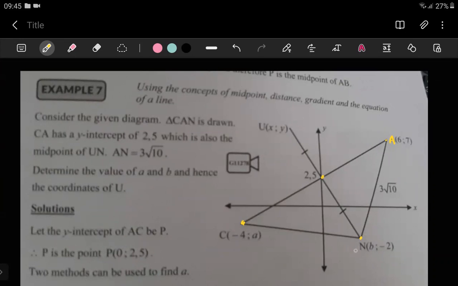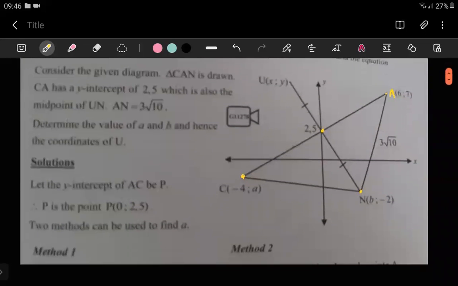Okay, so UN has a midpoint. U is not given at all, but then N is, half of N is given. And then it says AN, A going to N, is 3 square root of 10. Then it says determine the value of A and B. So hypothetically speaking, we should just get the coordinate of C and the coordinate of N.